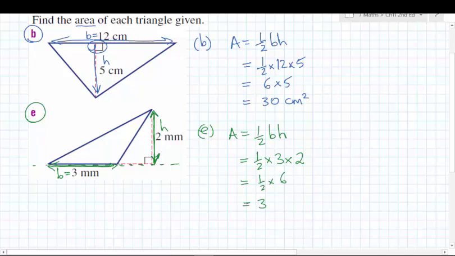Now I also need to think of my units. Millimetres times millimetres gives me, over here, my units are millimetres squared.